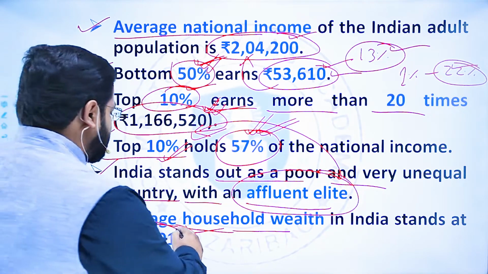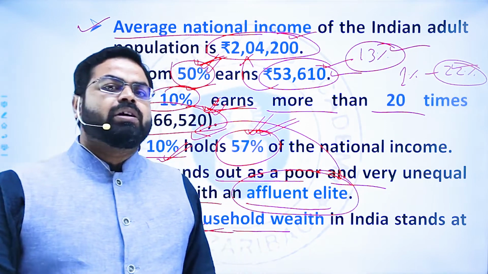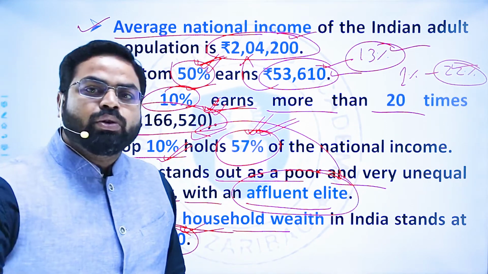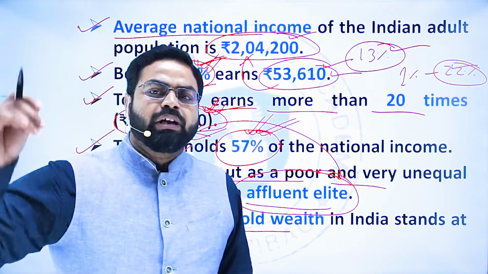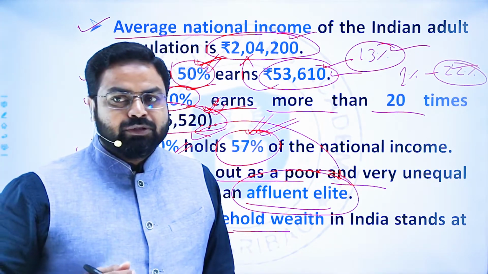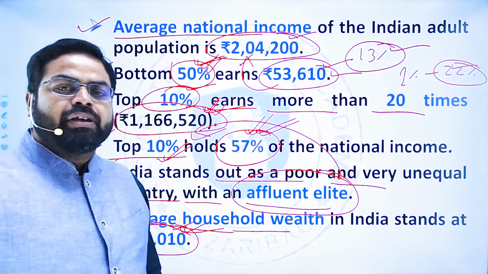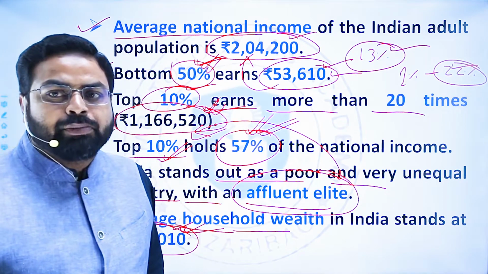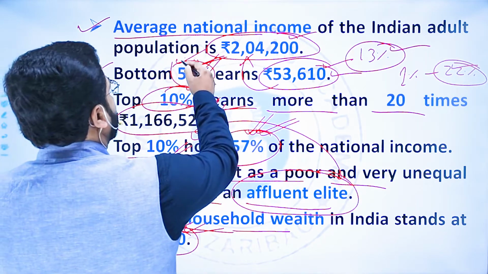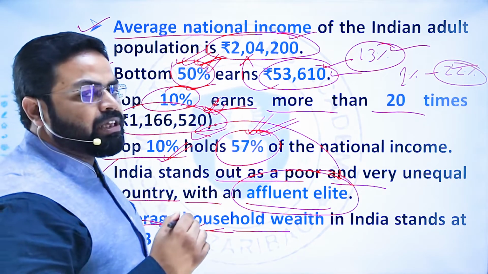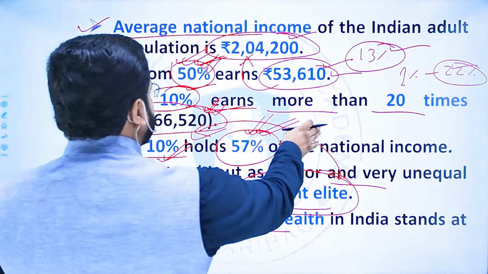But this also doesn't denote that it is equally distributed, because the household wealth of Ambani, Adani, Birla will go into billions of dollars. So if the average is this, and they have crores and crores of rupees, then this average is pulled down by the lack of household wealth with the bottom 50% of the population. So this is the situation.